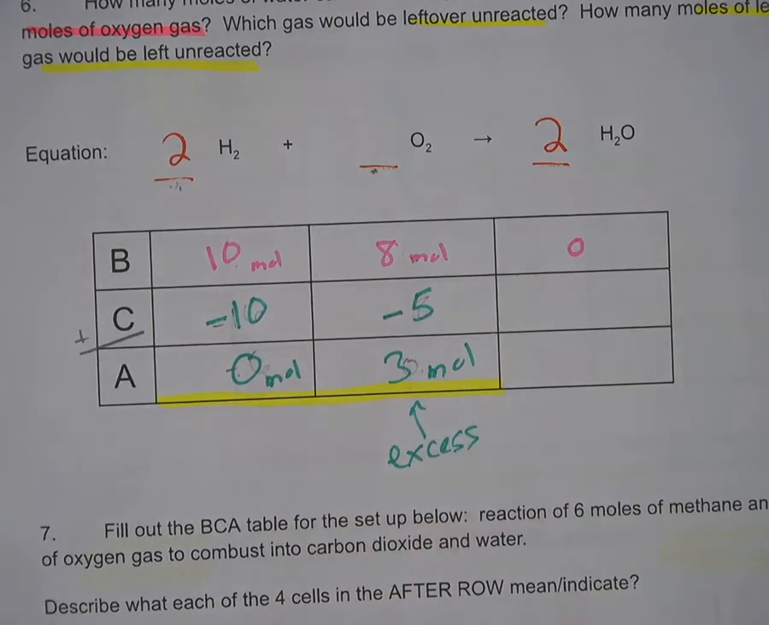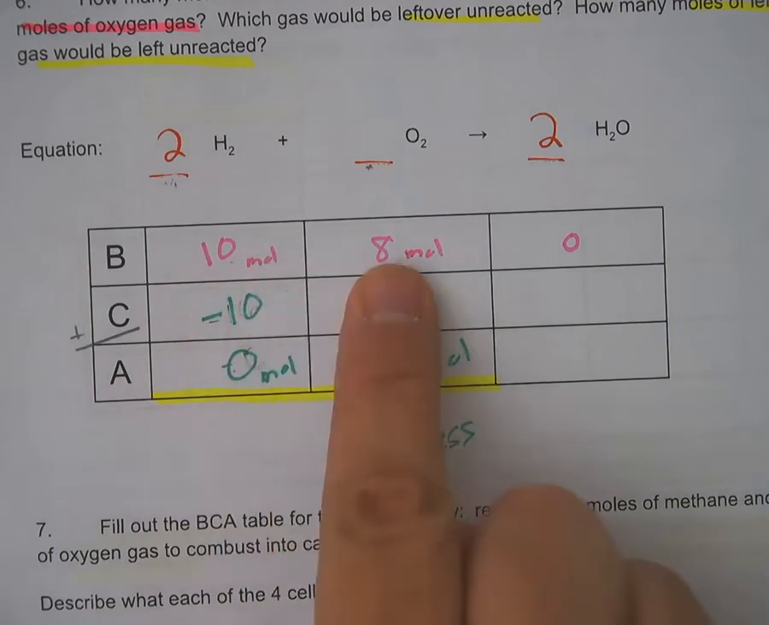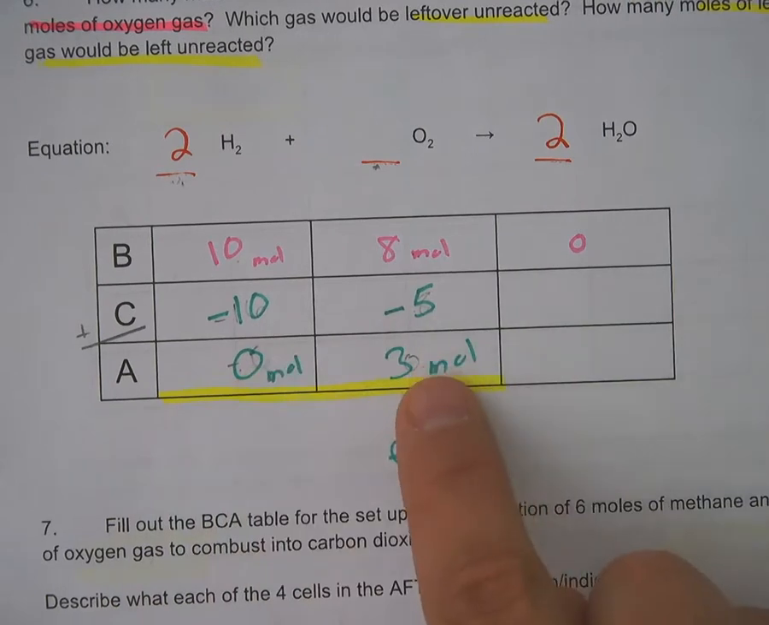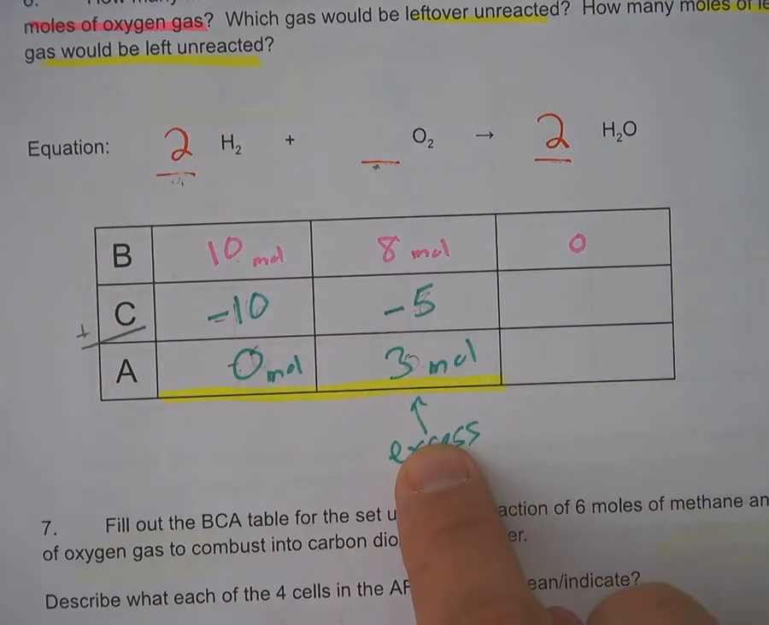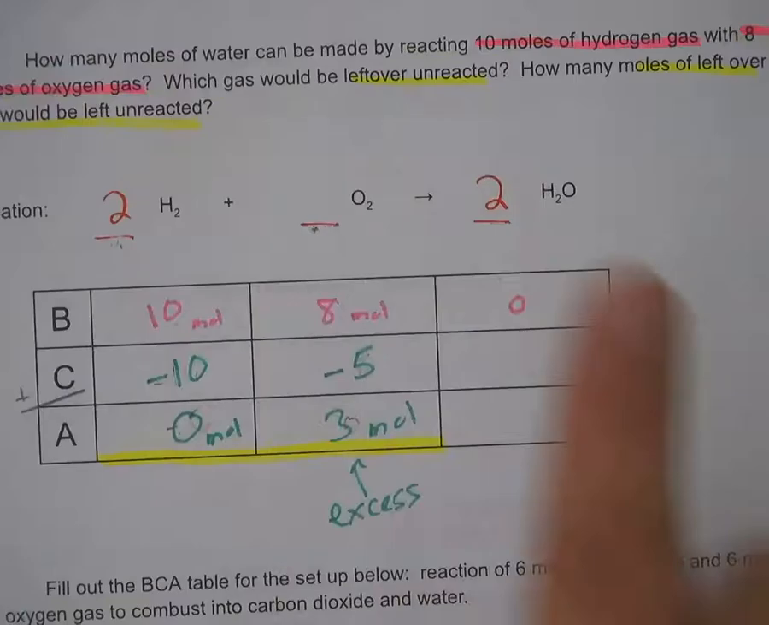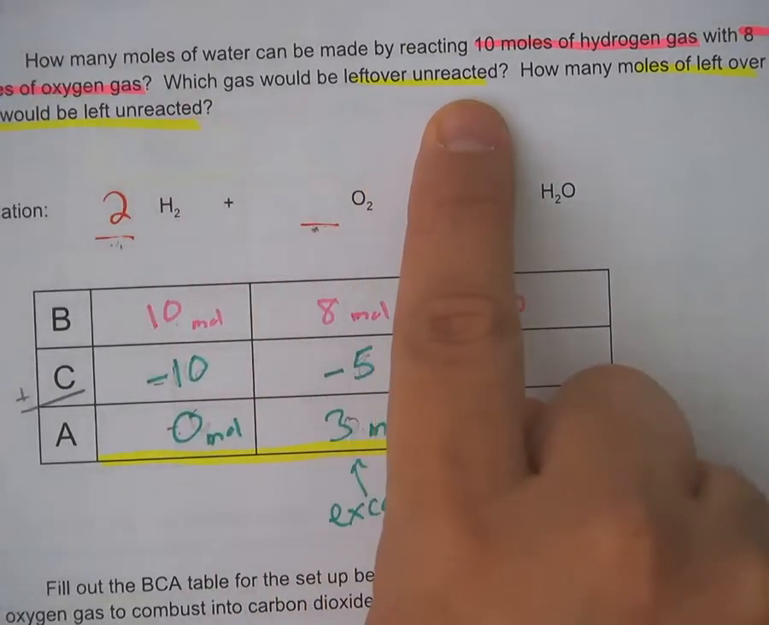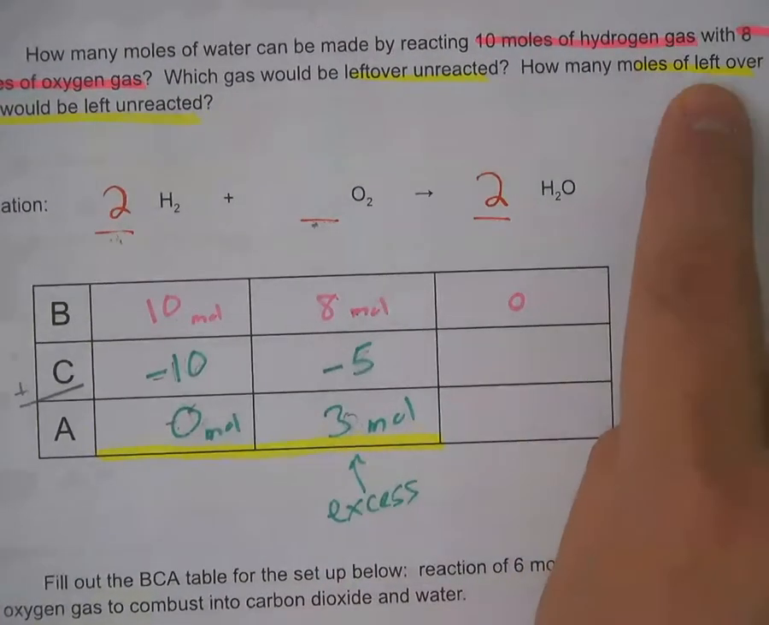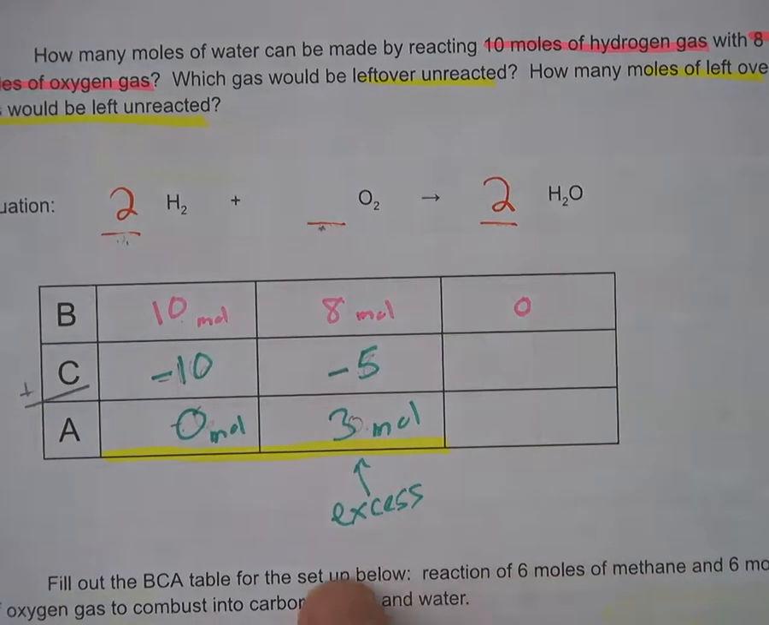This means that if I were to mix 10 moles of hydrogen and 8 moles of oxygen, like the question said, I'll use up all the hydrogen. I'll be left with 3 moles of oxygen that were extra, unreacted. We call it the excess reagent. So if I asked you which gas would be left unreacted, you would say oxygen gas. How many moles are left over? I would say 3 moles are left over.